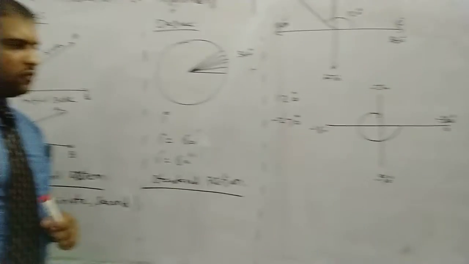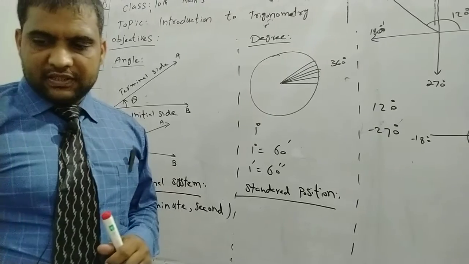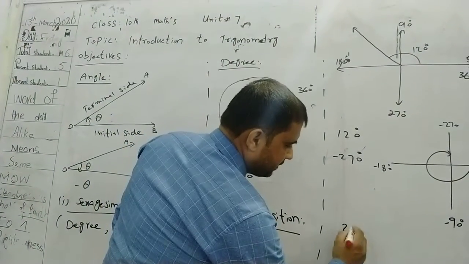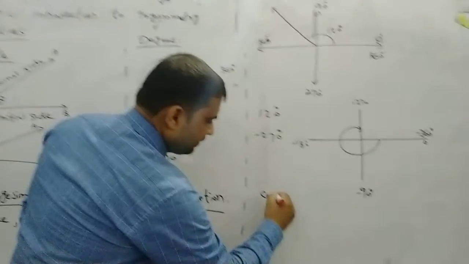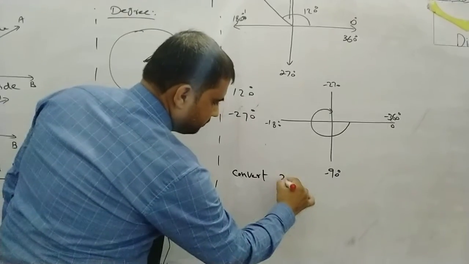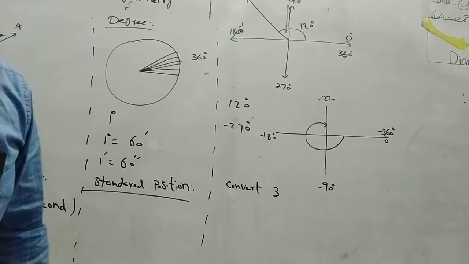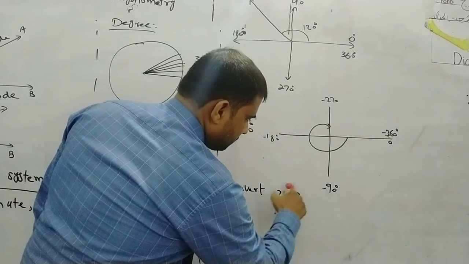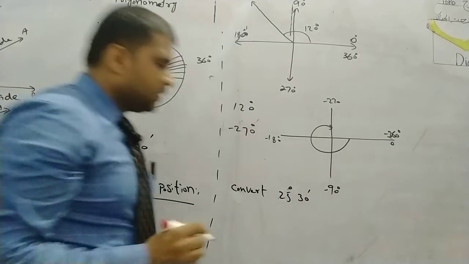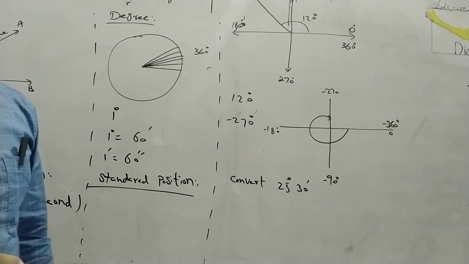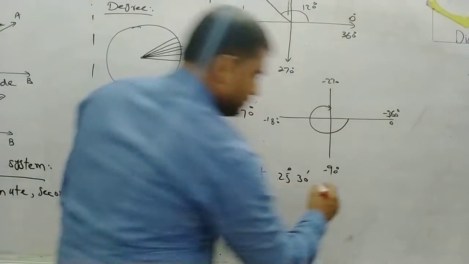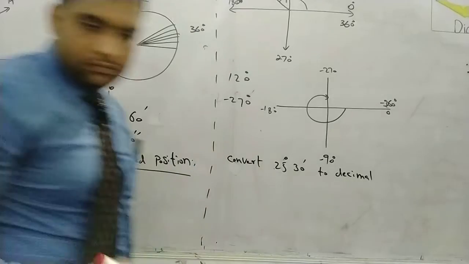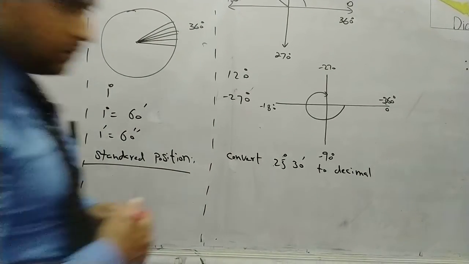Here is the conversion of the sexagesimal system into the decimal degree system. Suppose the question is: convert 25 degrees 30 seconds to decimal degrees.